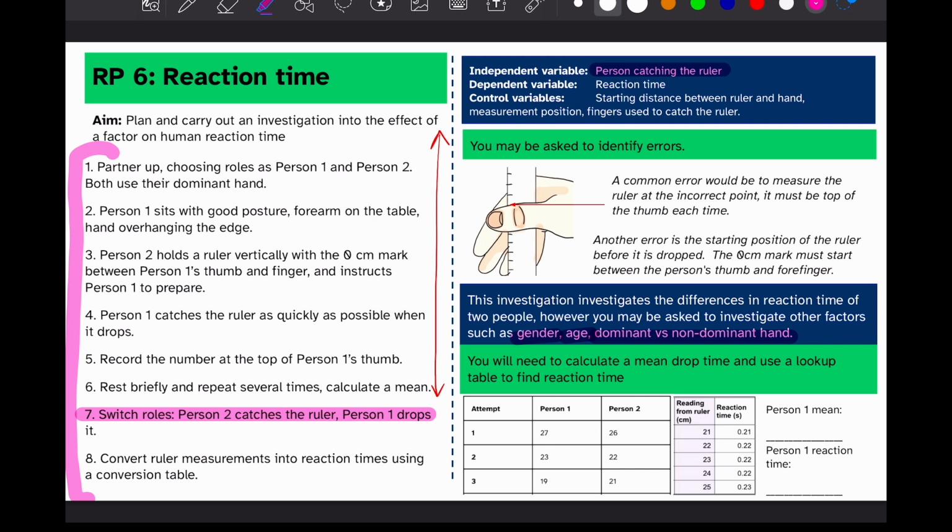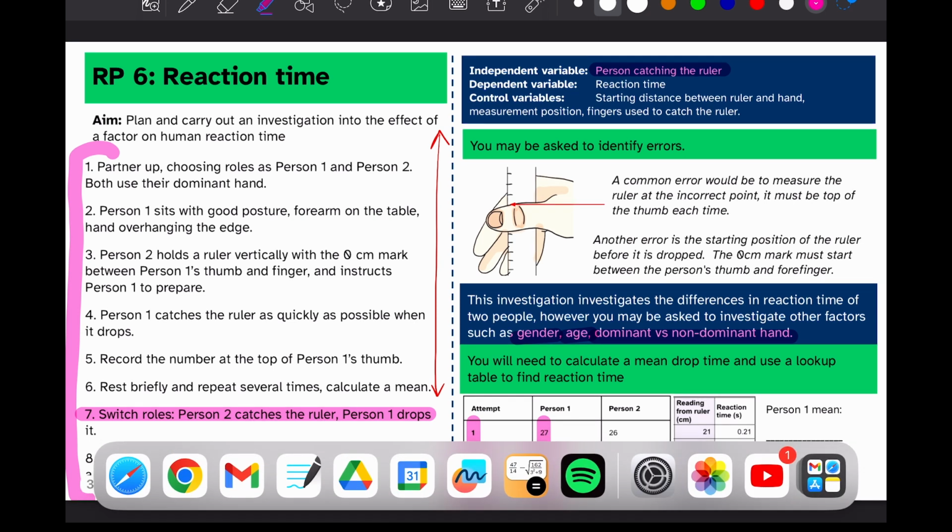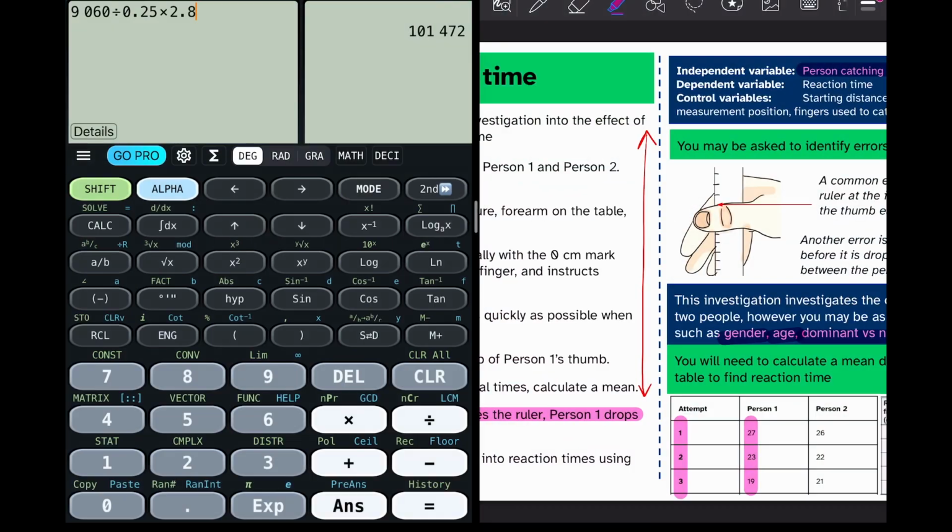All right, so once you have collected multiple results, then what you're going to do is you are going to find a mean value for their reaction distance. So that's the distance that the ruler fell, recorded on the ruler. Okay, so what we can see here is that we have got 3 measurements.